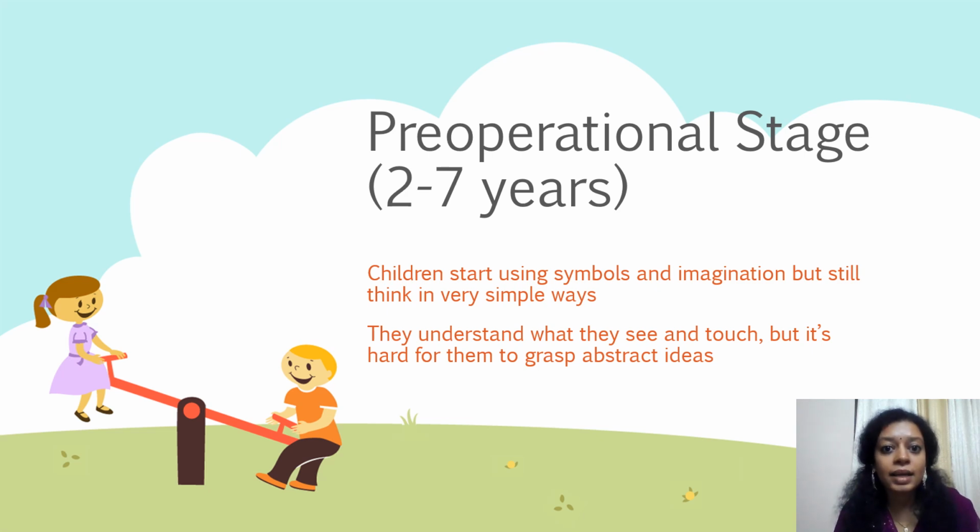The next stage, the pre-operational stage, is from age 2 to 7. In this stage, children start using symbols and imagination, but still think in a very simple way. They understand what they see and touch, but it's hard for them to grasp abstract ideas.